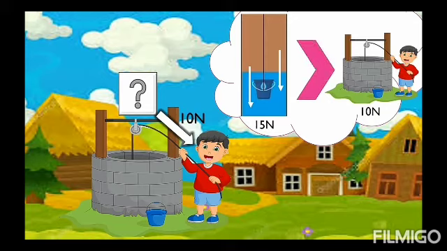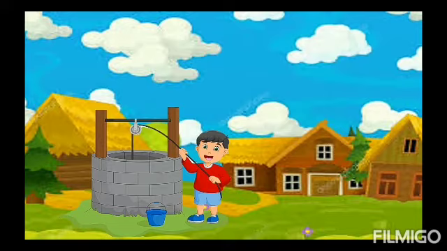In this case, the forces are in opposite directions, so we subtract. Which one do we subtract from which? 15 Newton minus 10 Newton. What answer will you get? 5 Newton. So, the bucket moves downwards.